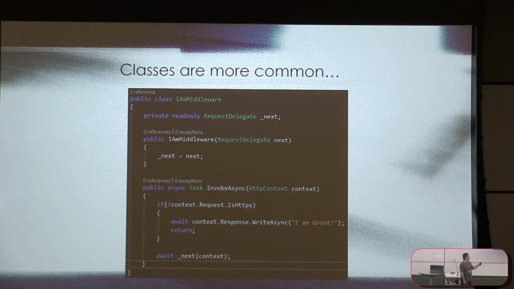The interesting thing here is if you look at what we're doing, if it's not HTTPS, we're writing to the response stream and we're just returning. Otherwise, we're calling the next piece of middleware. So that's a good example of the short-circuiting that I was talking about earlier, where a piece of middleware can decide not to execute the next piece of middleware. It can just end the process. It can write to the response stream.